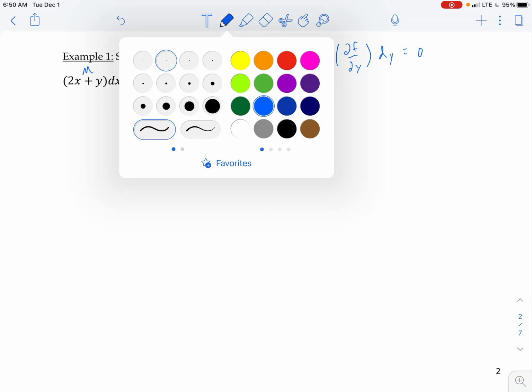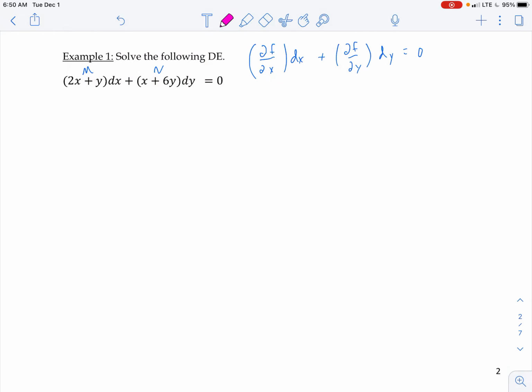The first step that we're going to take is to take the derivative of M with respect to y. When we do that, we get 1. Then we want to take N and take the derivative with respect to x. When we do that, we get 1. Because those match, we have an exact equation.